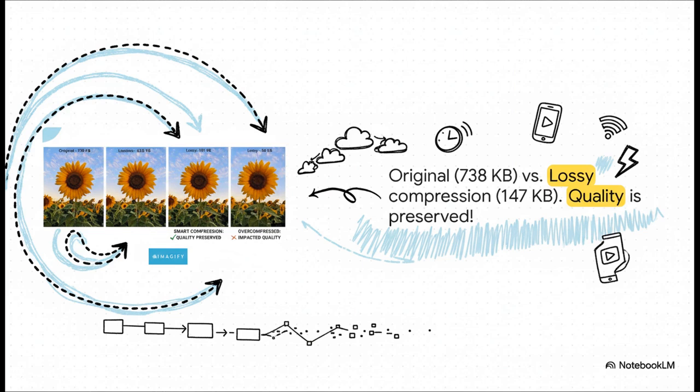And this is a fantastic example of what I mean. Check out this sunflower. The original image on the left is 738 kilobytes, but with lossy compression, we get it all the way down to just 147 kilobytes. That's less than a quarter of the original size. And honestly, the quality still looks amazing. This is the magic that makes streaming a 4K movie even possible without it buffering every 5 seconds.